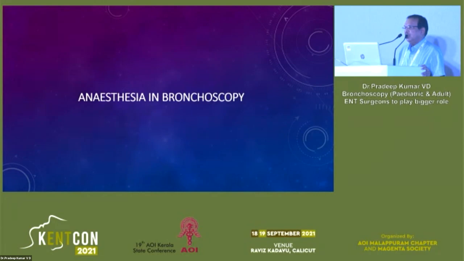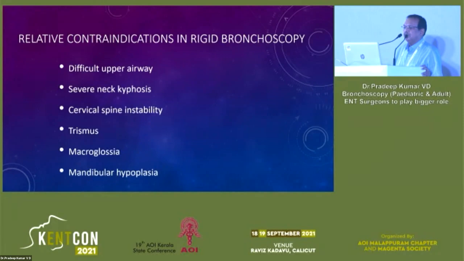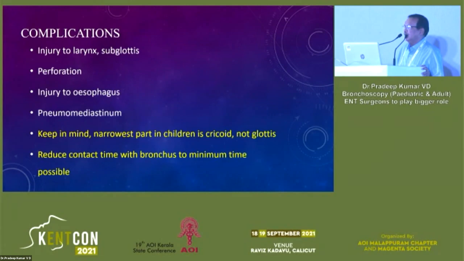Then the relative contraindications in bronchoscopy are a difficult upper airway, severe kyphosis, trismus, macroglossia, and micrognathia. And complications do happen: injury to the larynx and subglottis. I reiterate once more, you remember in pediatric bronchoscopy, it is the cricoid area which is very narrow. So after doing a good procedure and coming out after removing the foreign body, the child may go into subglottic edema. If you damage the mucosa or the subglottic region, an injury to the esophagus and everything can happen. And you have to keep in mind, you have to reduce the contact time to the minimum.